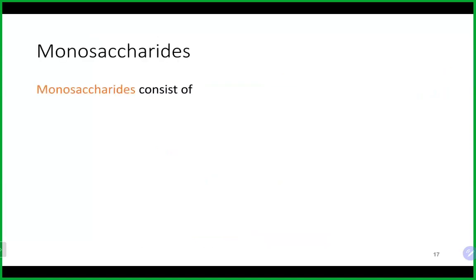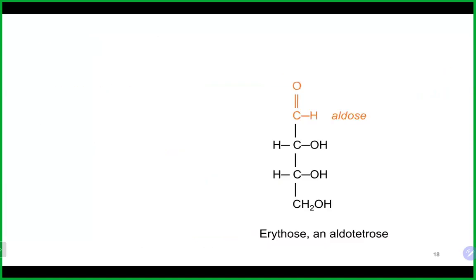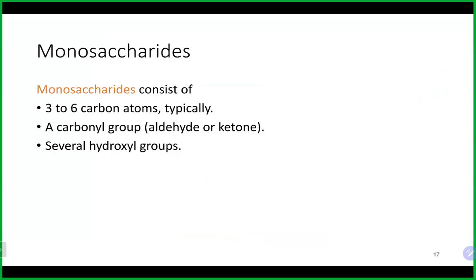So let's start with the monosaccharides, which usually consist of 3 to 6 carbons. They have the carbonyl group, the exact same group that we talked about in organic chemistry. This is also sometimes referred to as a carbonyl carbon. It is still our polar group, with the oxygen more negative and the carbon more positive.